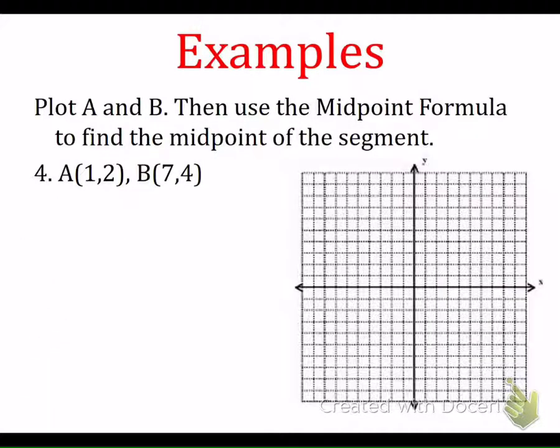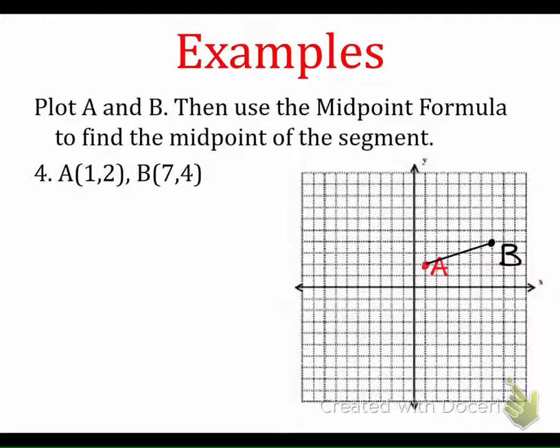So this says plot A and B, then use the midpoint formula to find the midpoint of the segment. Sometimes these won't have a graph, they'll just have the ordered pairs. I actually prefer when they have the graph because you can check your work really easily. So first we're going to graph 1, 2. We go right 1, up 2, and put an A. To graph B, we go right 1, 2, 3, 4, 5, 6, 7, and up 1, 2, 3, 4. So this is the segment AB. I'm trying to find the point that's right in the middle.